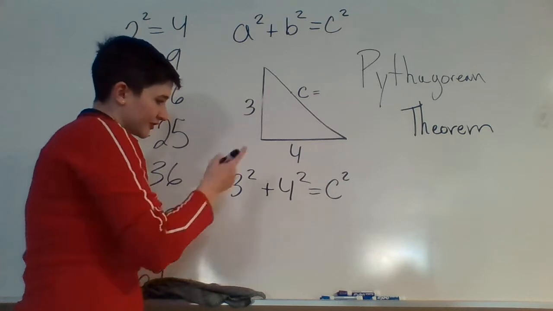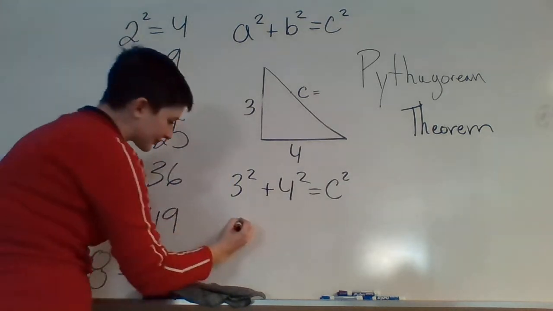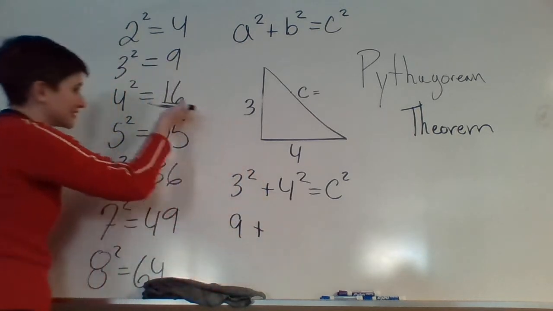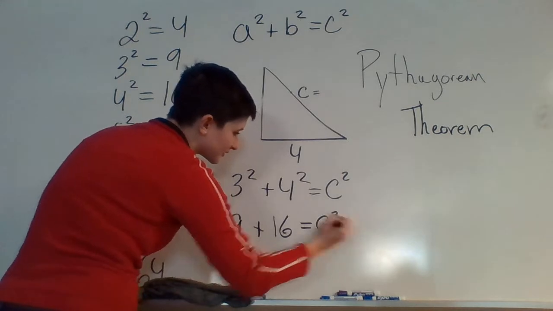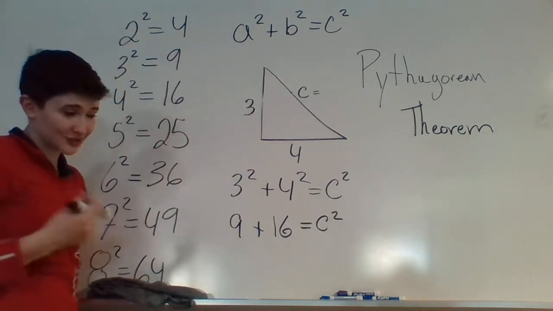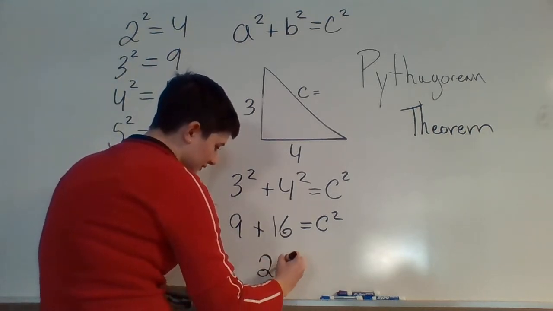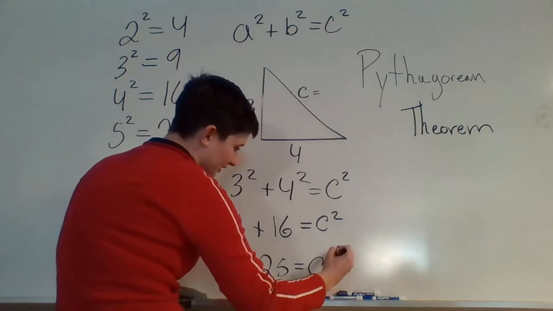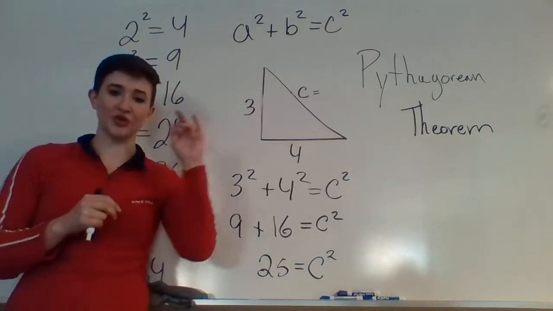So, first of all, 3 squared is what? 9 plus 16 equals C squared. I'm running out of room, I realize. 9 plus 16 is what? Hopefully you tell me it is 25. 25 equals C squared.